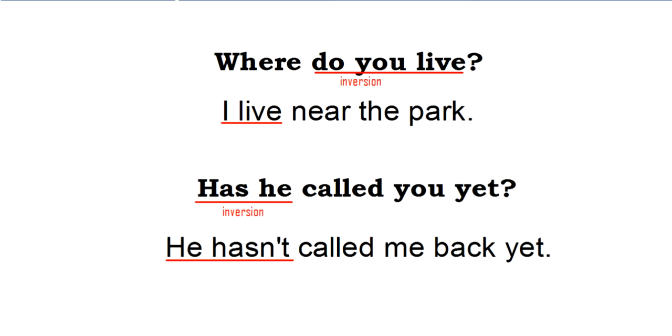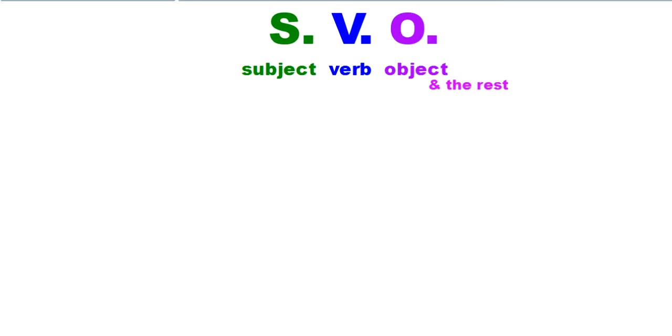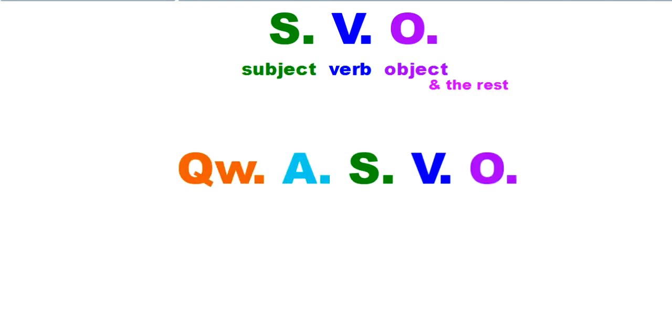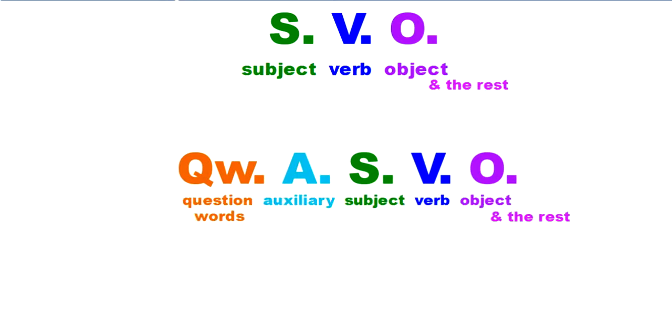So if you recall from the last video, the order of a statement is abbreviated SVO, subject, verb, object, or subject, verb, and the rest. And this is how we can remember the sequence. So when we're talking about questions, we can use this acronym. And this is to help our students remember the correct order of a question. QWASVO. Question words, auxiliary, subject, verb, objects, and the rest.